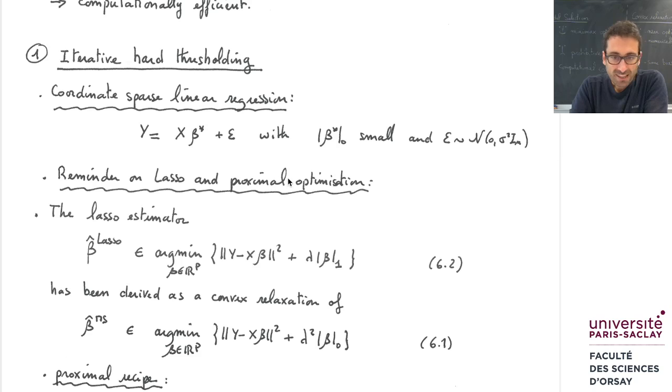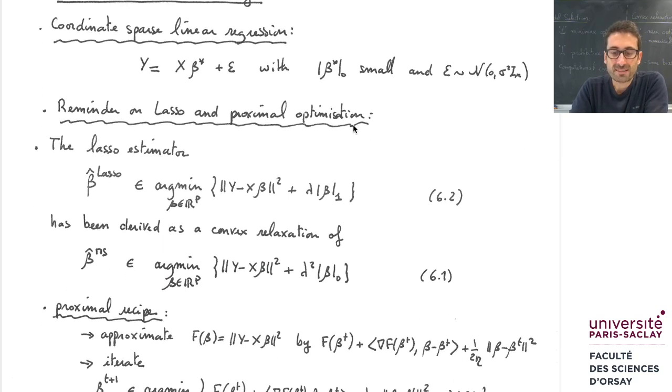So as always, we will consider a regression which is coordinate sparse, which means that only a few coordinates of beta star are non-zero, and we will be in a Gaussian regression, so the noise term will follow a Gaussian distribution with covariance sigma squared identity. So before introducing the iterative algorithm, I think it will be useful to do a refresher on the lasso and the proximal optimization for the lasso.